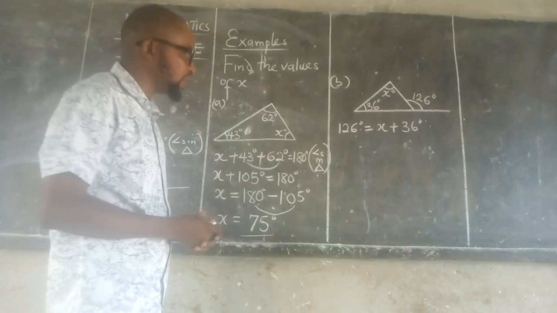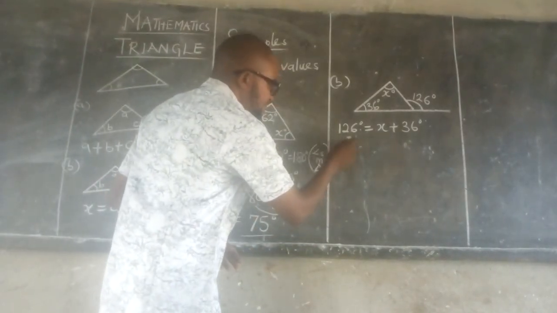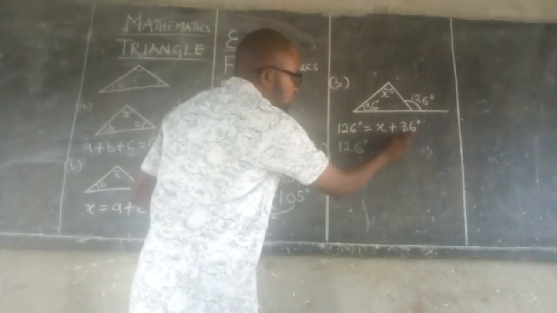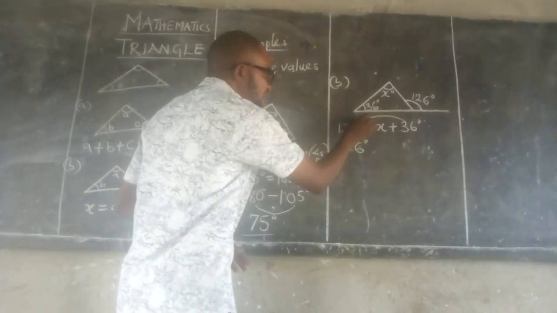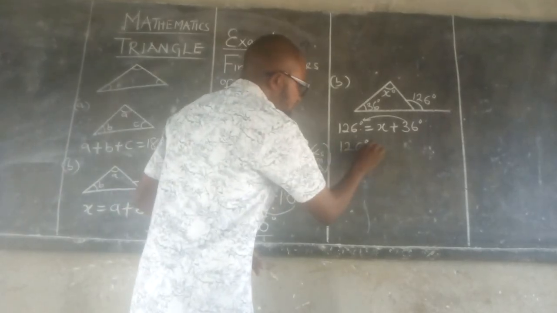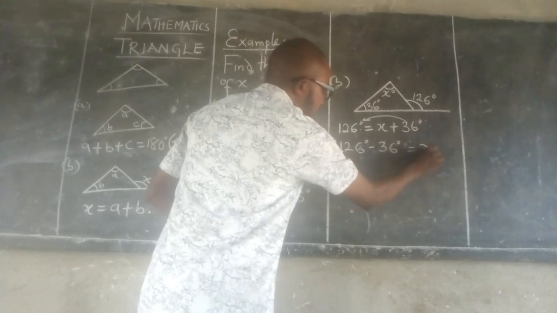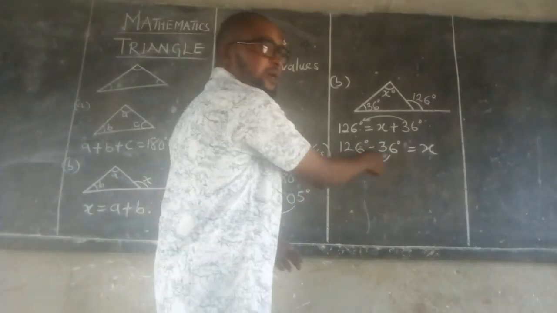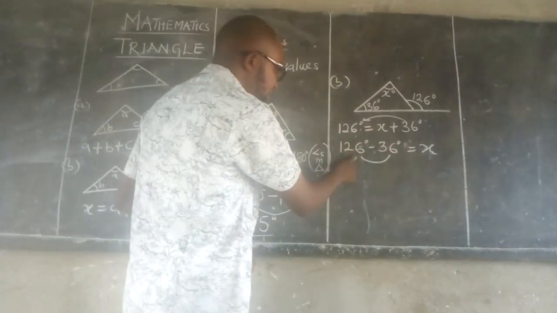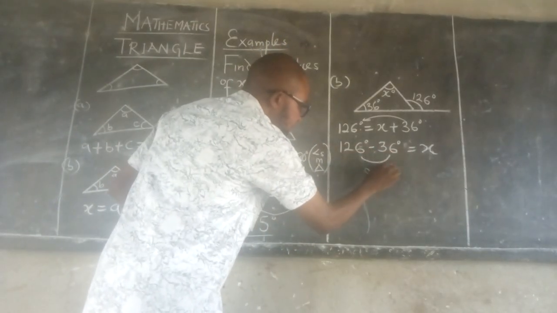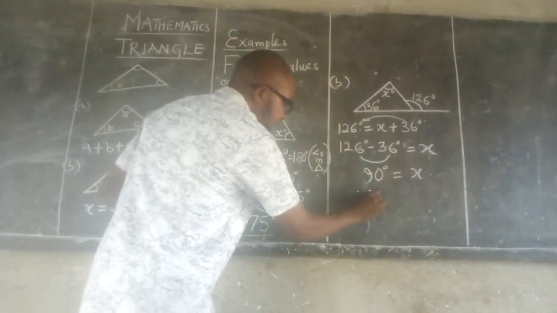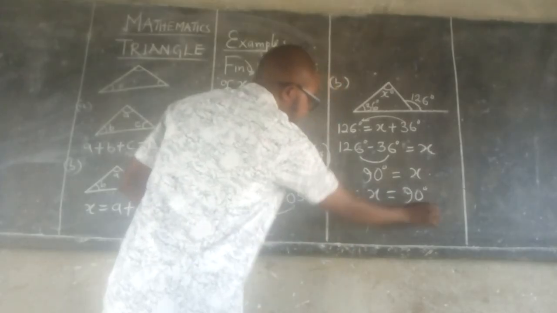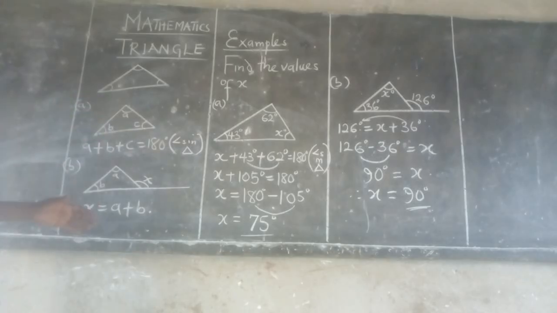Now I make x the subject of the equation by collecting like terms. 126 degrees, I'll transfer plus 36 degrees to this other side. The plus sign turns to minus, and that is minus 36 degrees equals to x. If I simplify this, and you subtract 126 degrees minus 36 degrees, that gives 90 degrees equals x. Finally, x is equal to 90 degrees. Now, these two theorems can be applied in solving for unknown angles in any given triangle.